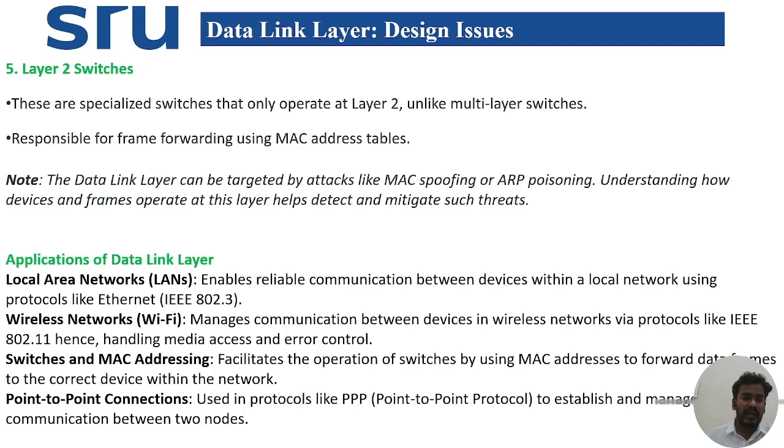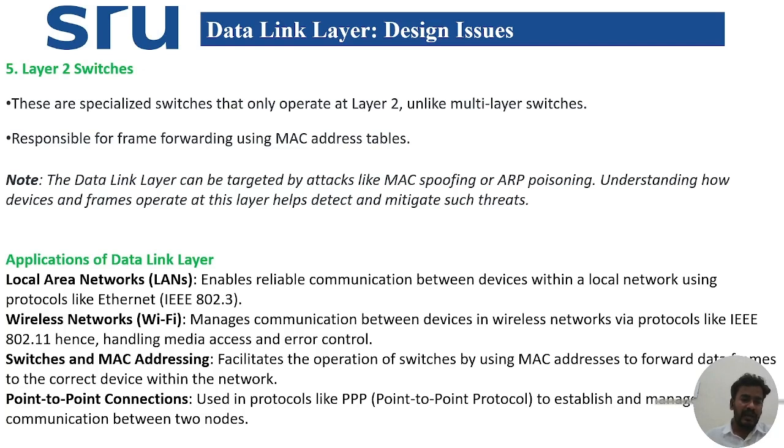Coming to the applications of the data link layer, like local area networks, it enables reliable communication between the devices within the local network using protocols like Ethernet, like IEEE 802.3, which is the Ethernet we use. Coming to wireless networks, Wi-Fi manages the communication between the devices in wireless networks via protocols like IEEE 802.11. It handles media access and error control.